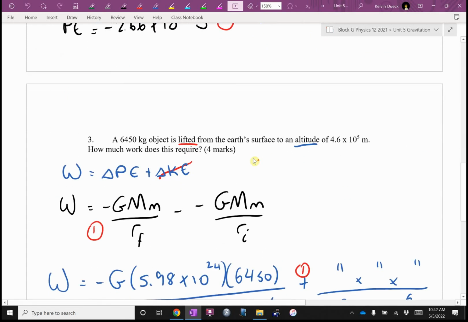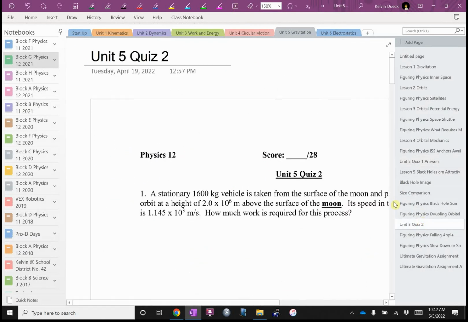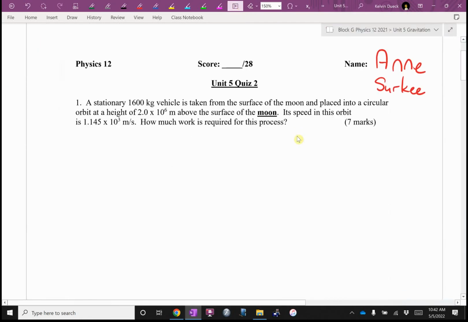I think you can expect some kind of question involving work, like number 3, or, wait a minute, let's go back to today's quiz, work like number 1. So what are they asking me to find? How much work? Work is going to be the change in potential plus the change in kinetic. If it was just lifting this into outer space but not putting it in a stable orbit, I could do that. Are we in a stable orbit? Then I have to have kinetic energy.